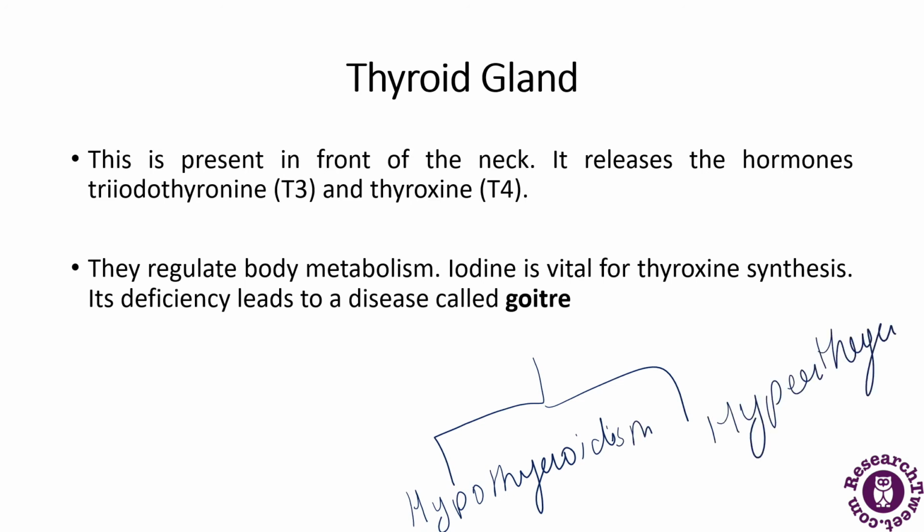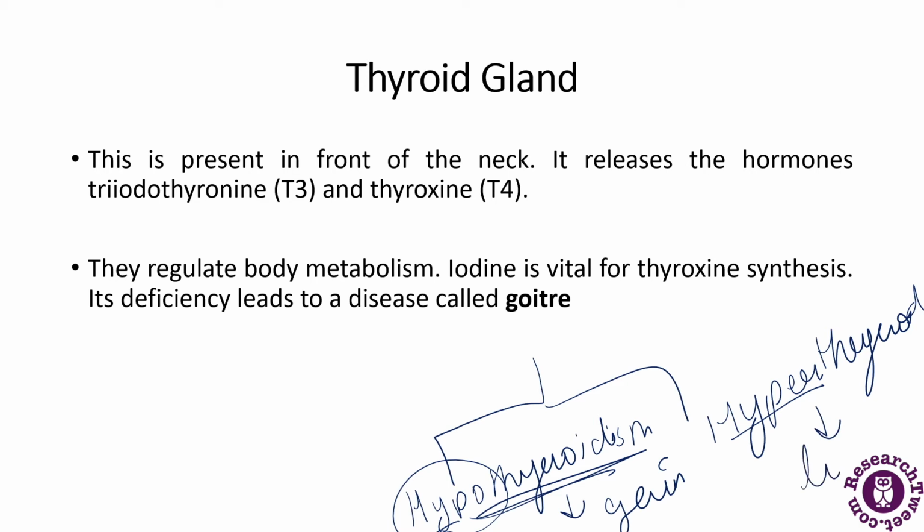What are these terms? In hypothyroidism, the person will gain weight, and in the case of hyperthyroidism, the person will lose weight. And it's iodine which is vital for thyroxine synthesis. If iodine is not present in proper quantity in our body, then it may lead to a disease called goiter.